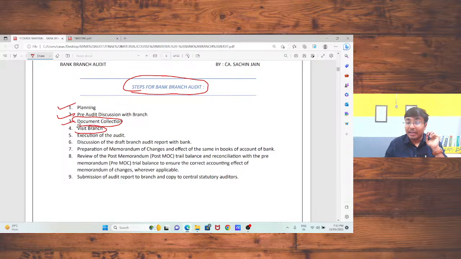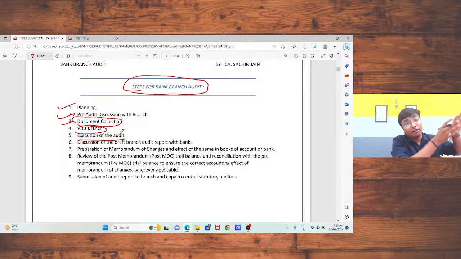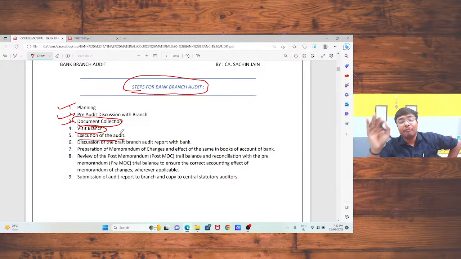Then visit the branch, execute the audit, and start your audit accordingly. The planning which you had done at your office, you should implement the same while doing the bank branch audit. Okay, sir. So that is the execution of your audit.